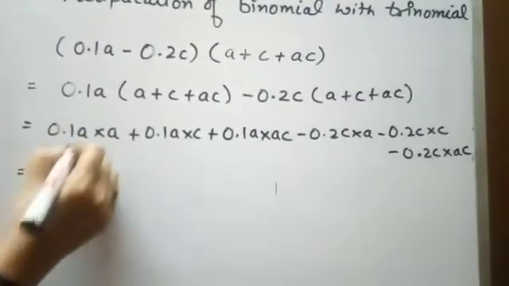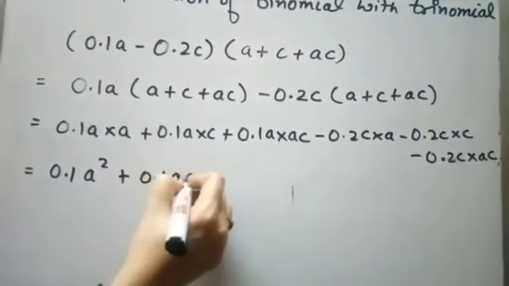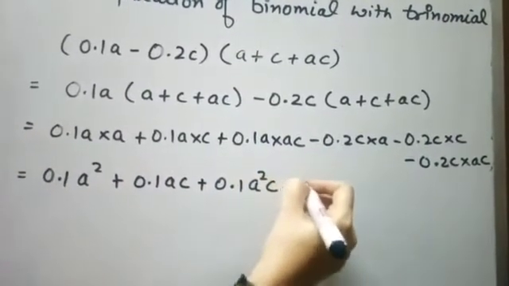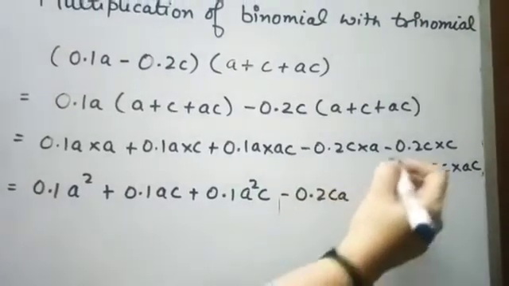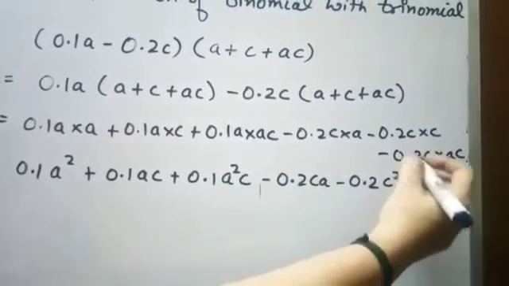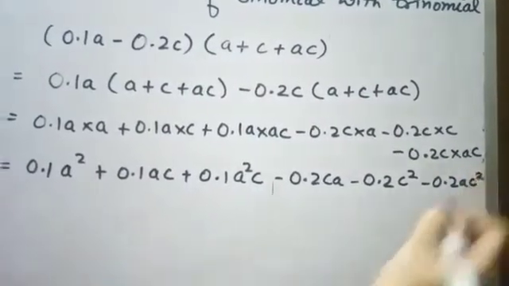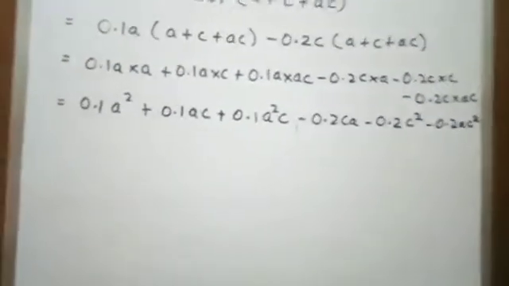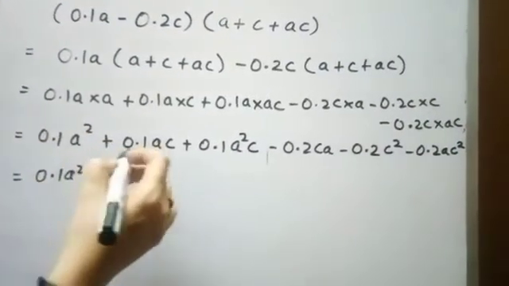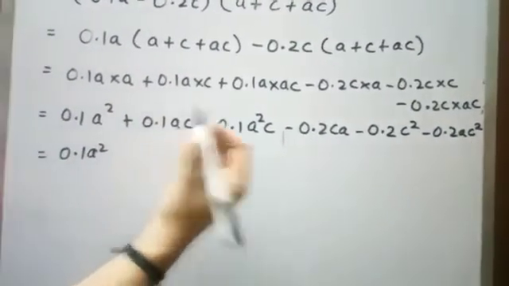Now 0.1 a raised to power 1 into a raised to power 1, a squared, 0.1 ac, 0.1 a raised to power 1 into a raised to power 1, a squared, 0.2 ca, minus 0.2 c raised to power 1 into c raised to power 1, c squared, minus 0.2 ac squared. Now we have to look out for the like terms. a squared, there is a single term, 0.1 a squared. ac, ca, these two are like terms.